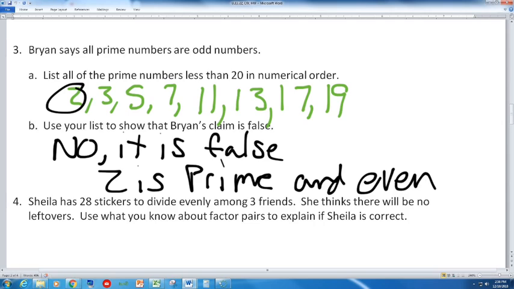Okay. So once again, that's what we're working on today. Hopefully this gives you a little refresher on prime versus composite. As a reminder, a prime number is only divisible by 1 and itself, so it only has 2 factors. Everything else that has more than 2 factors, 3, 4, and up, is composite.